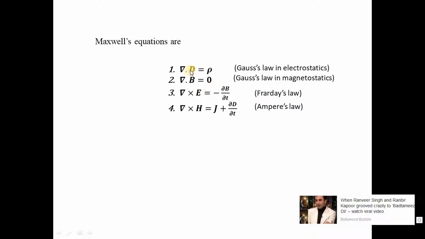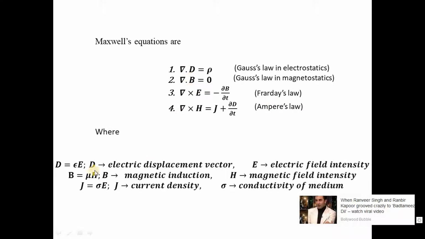Here the symbols, as you can see, D means electric displacement vector, and rho is the charge density, which I have not mentioned here. B is the magnetic induction, E is the electric field, and H is the magnetic field intensity. Also, J is called current density.